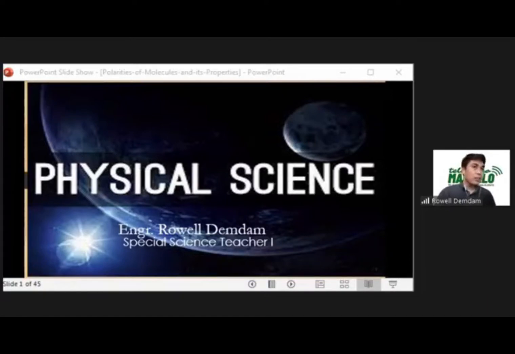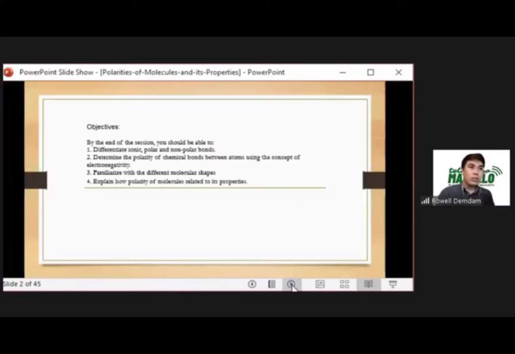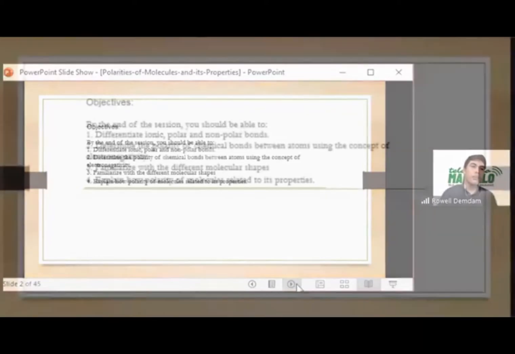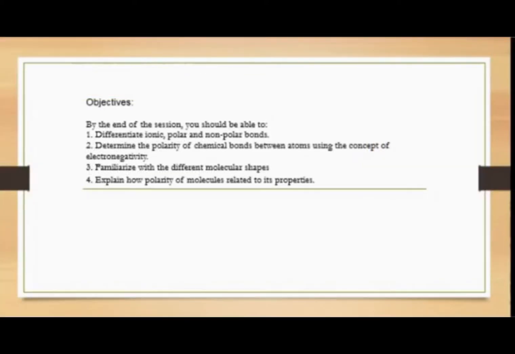Today, we are going to talk about formation of heavier elements in the universe. Here are our objectives. By the end of this session, you should be able to first differentiate ionic, polar, and non-polar bonds. Second, determine polarity of chemical bonds between atoms using the concept of electronegativity. Third is to familiarize the different molecular shapes. And fourth, of course, explain how polarity of molecules is related to its properties.